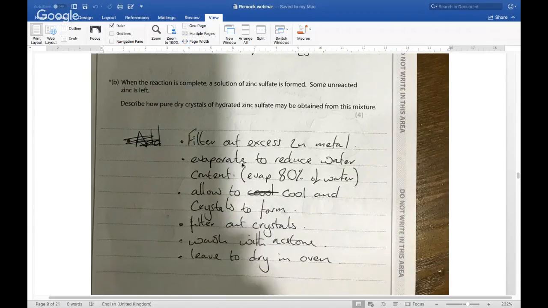Right, this one I tried to bullet point out all the parts. When the reaction is complete, a solution of zinc sulfate is formed. Some unreacted zinc is left. Describe how pure crystals of hydrated zinc sulfate may be obtained from the mixture. Filter out excess zinc metal, evaporate to reduce water content, evaporate 80% of the water off, allow to cool and crystals to form, filter out, wash with acetone, leave to dry in an oven.